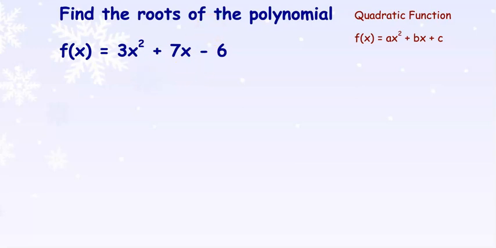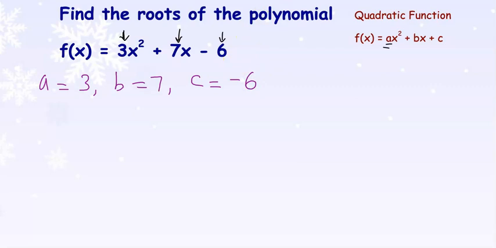So let's go. The first step, I'll just identify what my a, b and c are. This 3 is a, the leading coefficient, 7 is your b, and c is negative 6. Let me write it down here. A is equal to 3, b is equal to 7, and c is equal to negative 6.